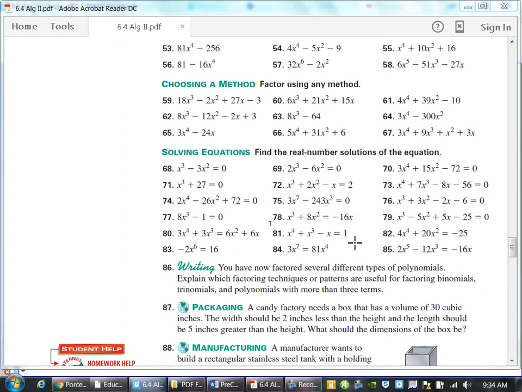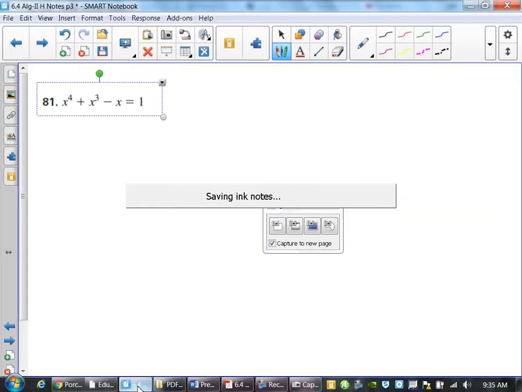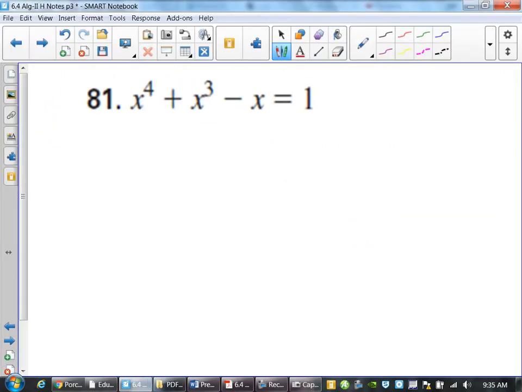I don't know if it's right. Did 81, did you get 1? Did you get 1? 81, move the 1 over.